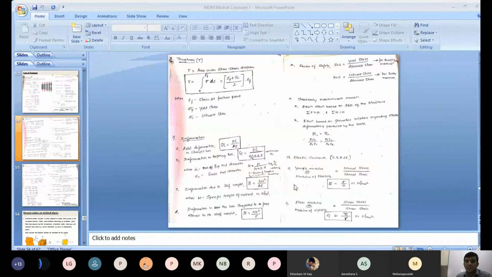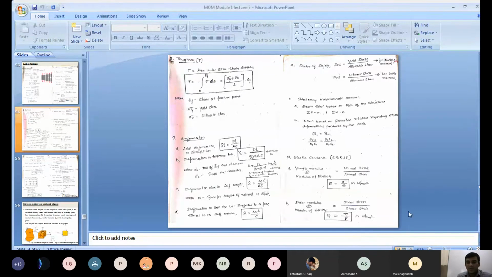Now, the first elastic constant is Young's modulus or modulus of elasticity. Modulus is nothing but a constant, a constant for elasticity. The scientist's name is Young. Young's modulus is the ratio of normal stress to normal strain. Unit is Newton per mm square. Similarly, shear modulus or modulus of rigidity, is the ratio of shear stress to shear strain. Shear stress is represented symbolically as tau, and shear strain as gamma. That unit is also Newton per mm square.